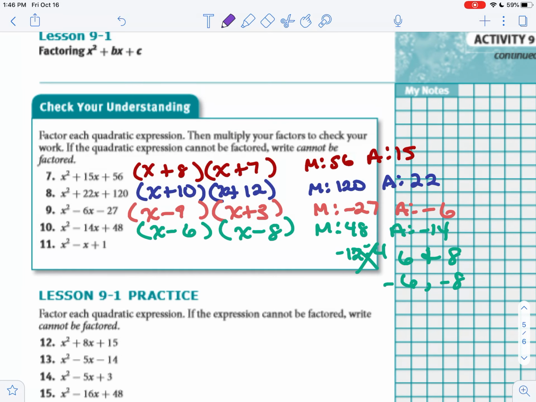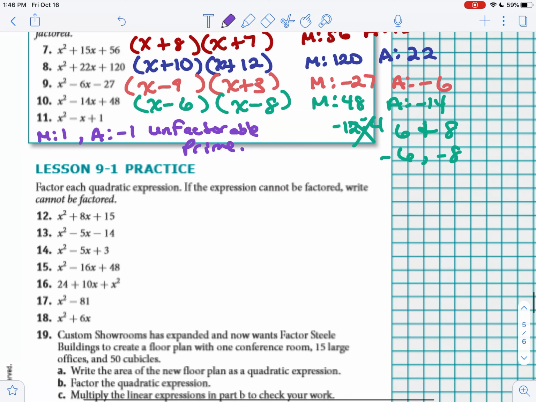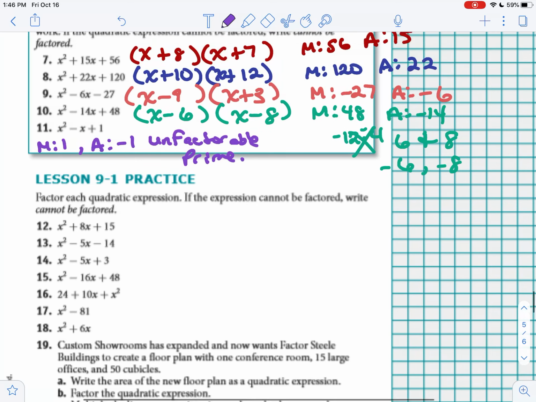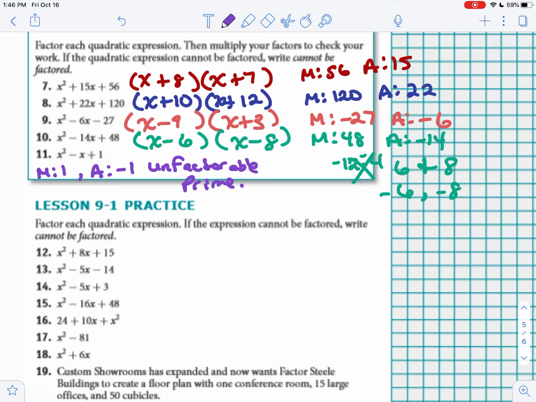And for number 11, we want two numbers that multiply to 1 and add to negative 1. Multiply to 1, add to negative 1. Those factors do not exist. So we would say unfactorable or prime. So the lesson practice is yours to try. We'll also do some of those in class.